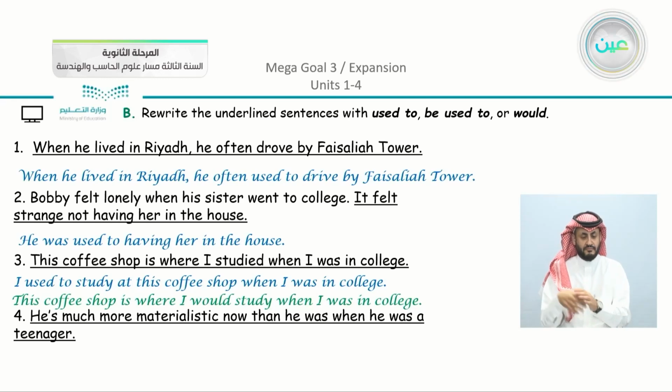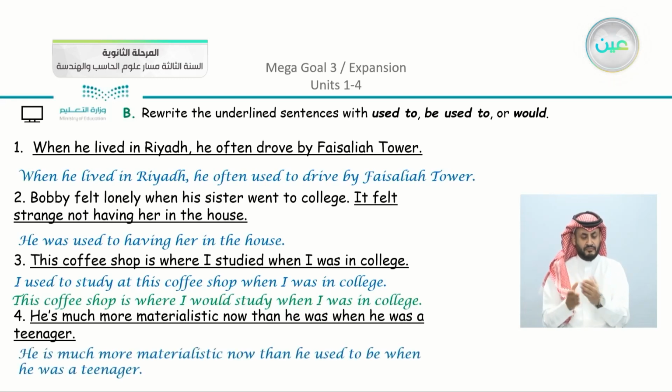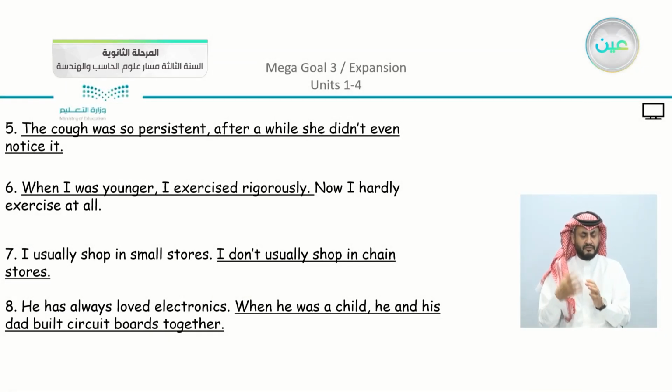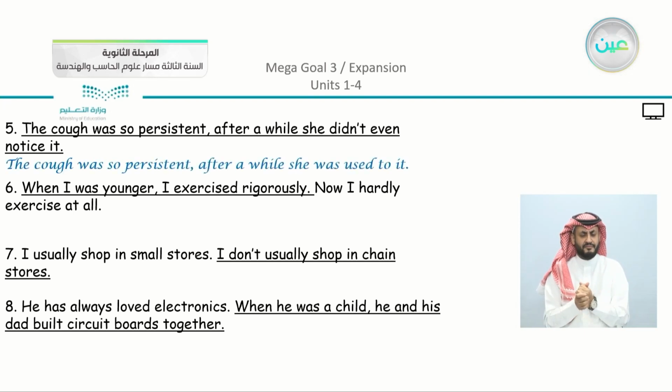We have the last one. He's much more materialistic now than he was when he was a teenager. Now here we can write, for example, he is much more materialistic now than he used to be when he was a teenager. Moving on with our exercise, we have here number 5. The cough was so persistent, after a while she didn't even notice it. Now we can say that the cough was so persistent, after a while she was used to it.